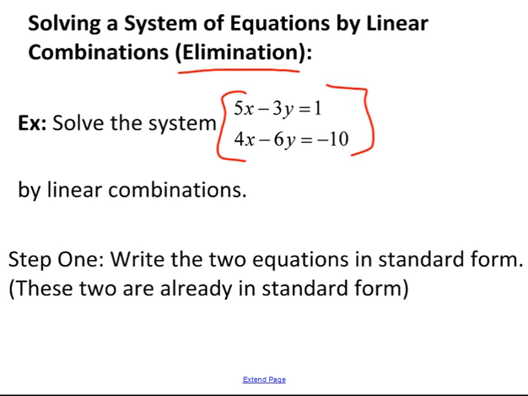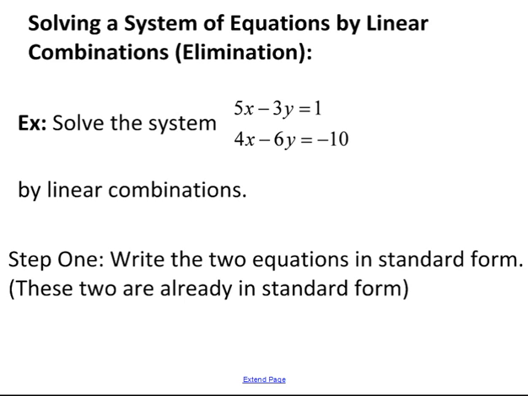So what we're going to do is add the x's, add the y's, and add the constants. Now, we have a specific goal here. What we need is for either the x's or the y's to eliminate when we add them together. One has to cancel out, if you will. If I add the 5x and the 4x, I get 9x, which does not cancel out, so that's not going to work. If I add the y's, negative 3y subtract 6y gives me negative 9y. Again, that doesn't cancel out.